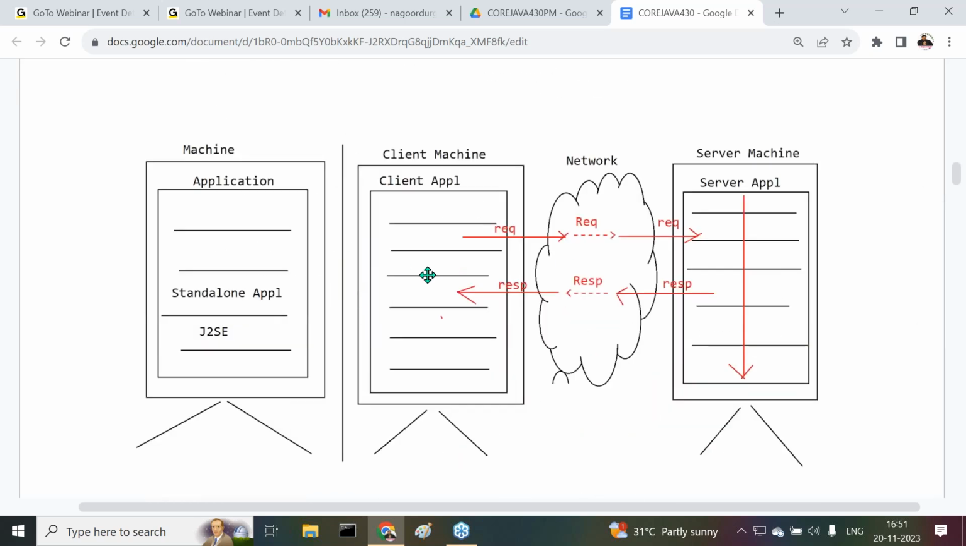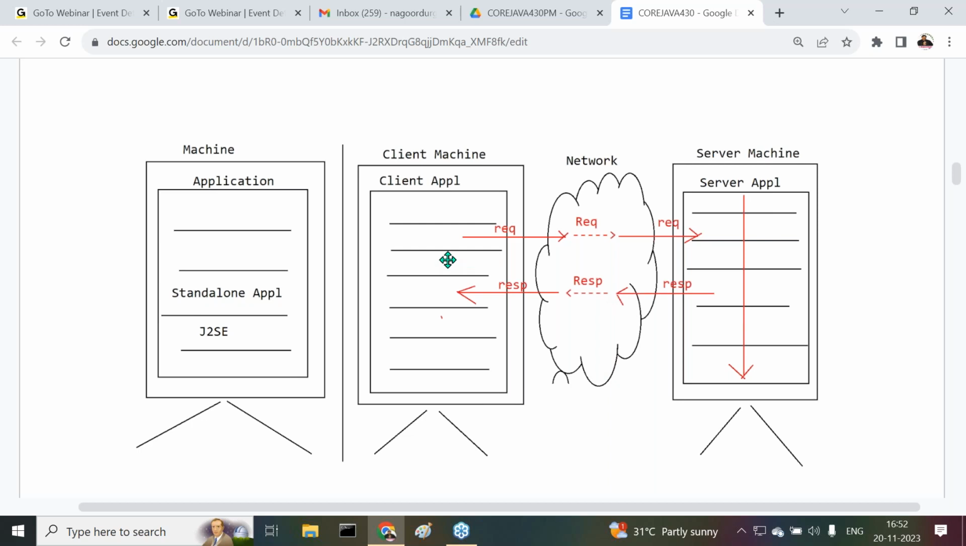One diagrammatic representation is given. In a standalone application, in a single machine, if we compile the program and execute the program, the total scope of that application is available in a single machine. But what is an enterprise application or a distributed application? If we design and execute any application on the basis of the client-server architecture, then that application is a distributed application. So this is client machine, server machine, client-side application, server-side application. Between them, internet is available, protocol is available.